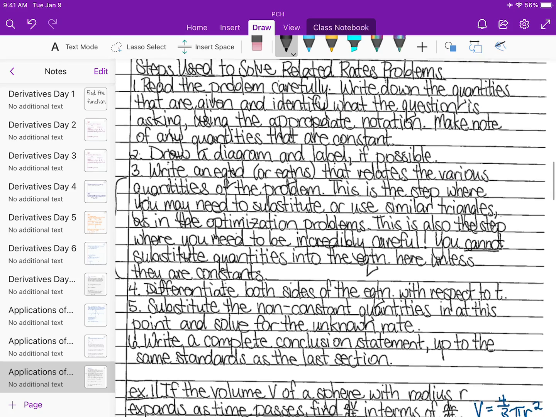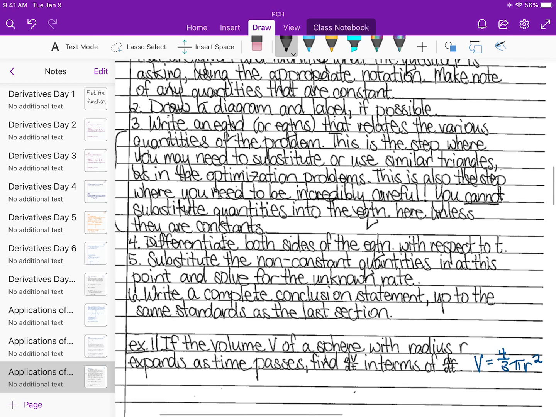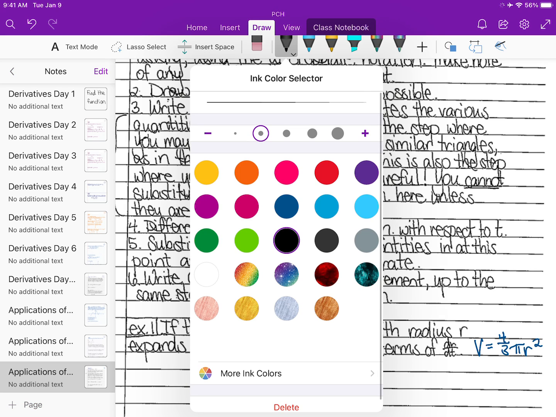I did. Write down the quantities that are given. Well, there's no quantities given. There are no numbers for this. The question is asking for dV/dt, and it says in terms of dr/dt. That means there's going to be a dr/dt in your answer.